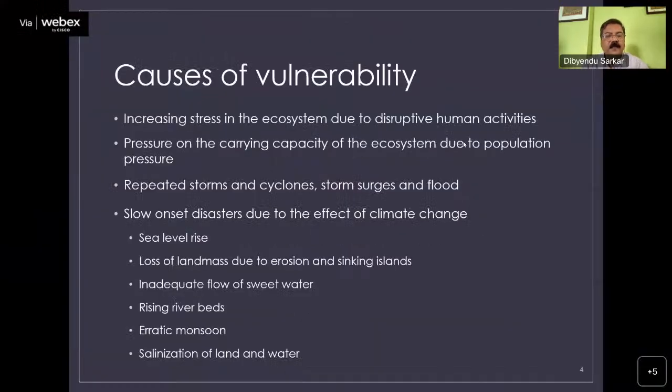Yes. So these are the causes of vulnerability. I have already spoken of that. Just have a look. Okay. Then go to the next slide.